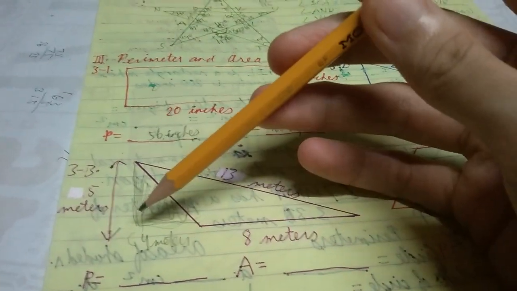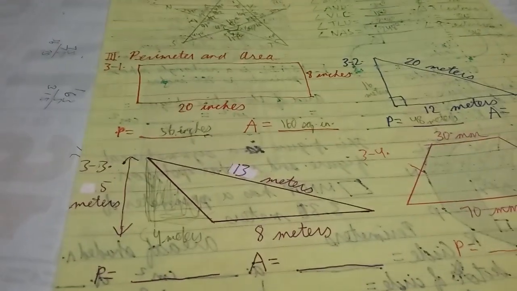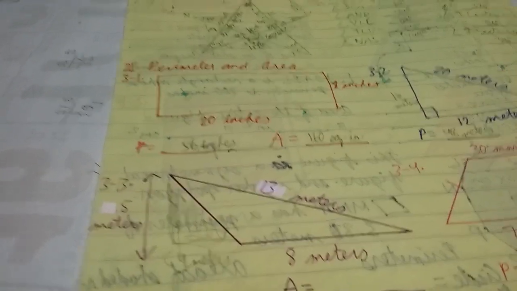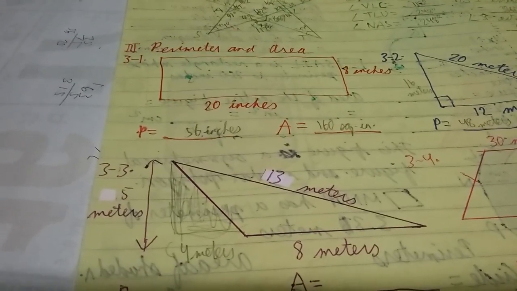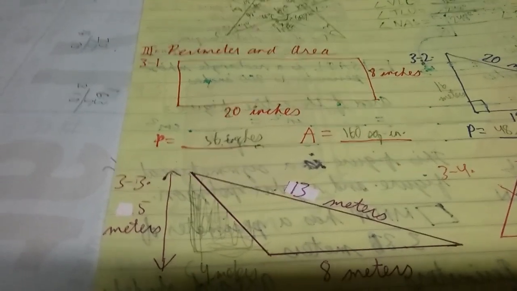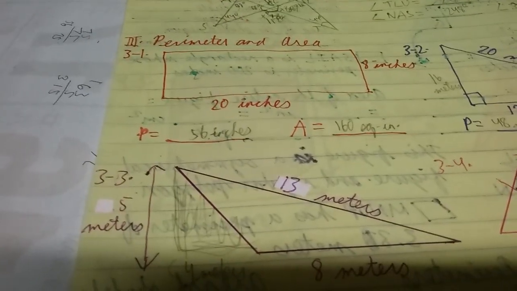4 meters, that's the base. 5 meters, that's the height. And now we're gonna have to get the hypotenuse. So how do we get the hypotenuse? We play the game called Pythagorean theorem once again. So 4 squared, we know by definition is 16, 5 squared is 25. Add both, you get 41. Now we need to take the square root of 41.